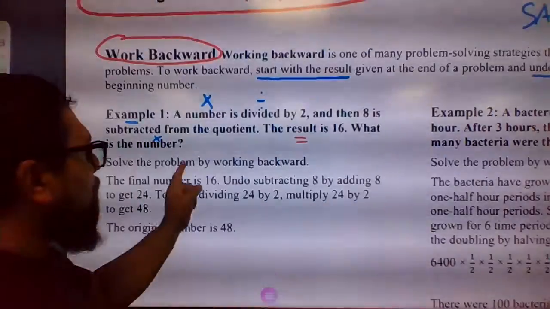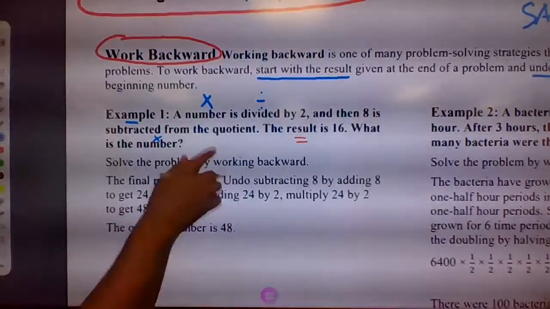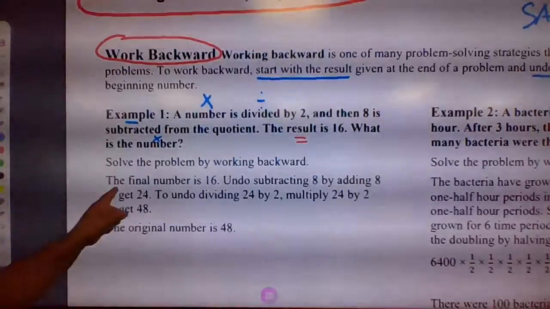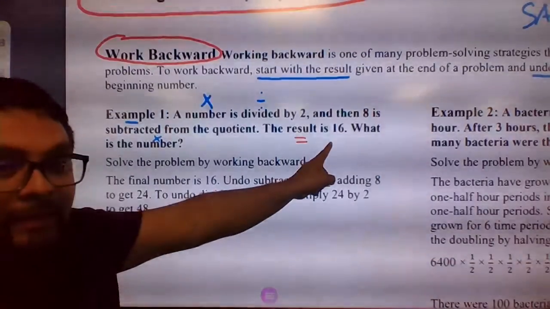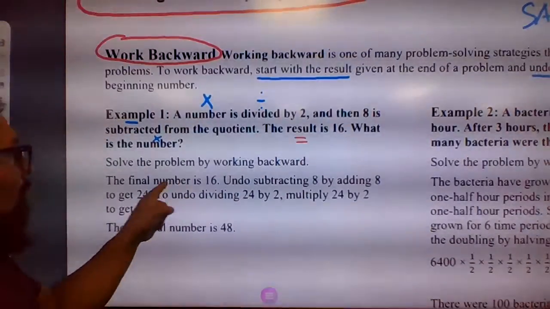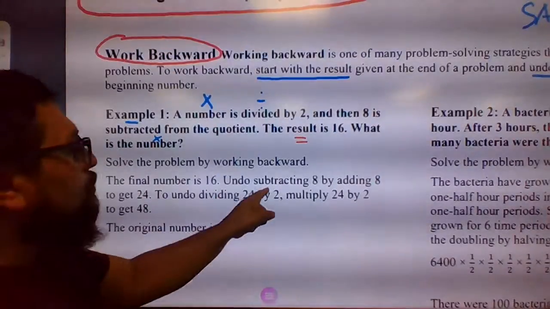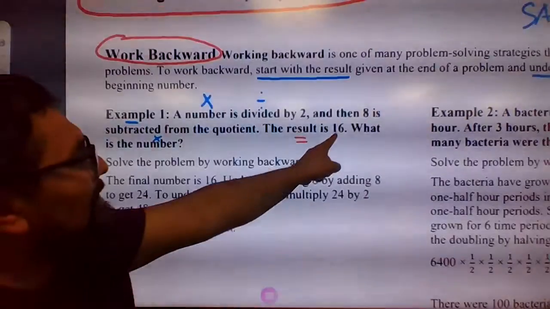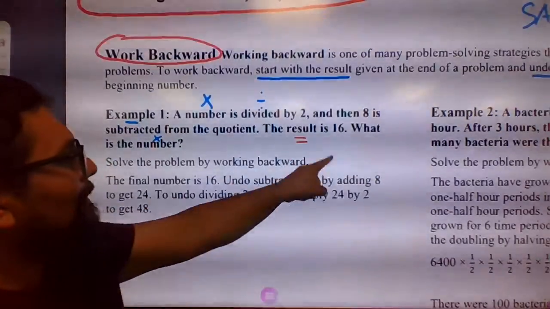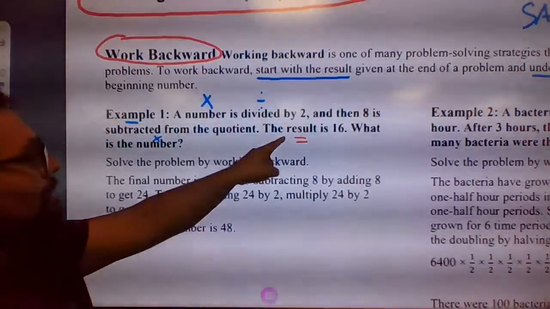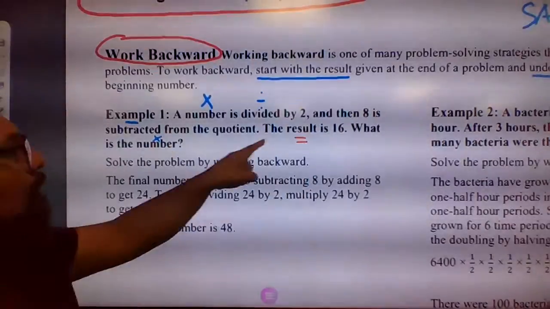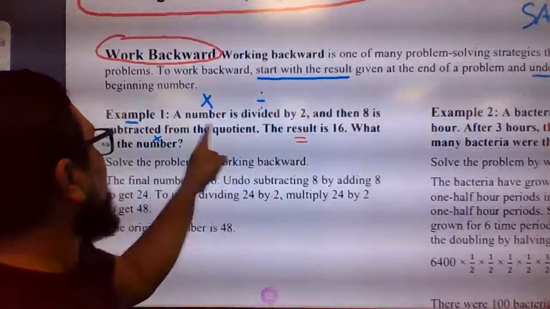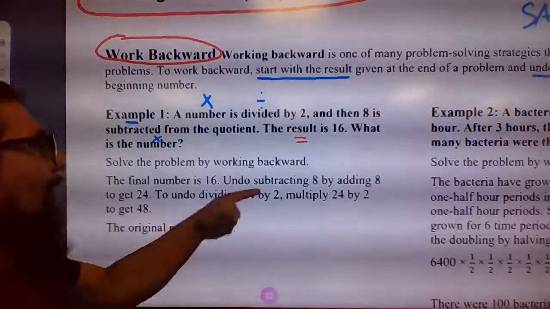So let's see what they did. You solve the problem by working backwards. So we're going to use Tio SADMEP here shortly. So the final number is 16. Undo the subtracting 8 by adding 8. So 16 plus 8 is 24. And the reason why we're adding instead of subtracting now is because on the original one, they subtracted. So to undo it, you add.